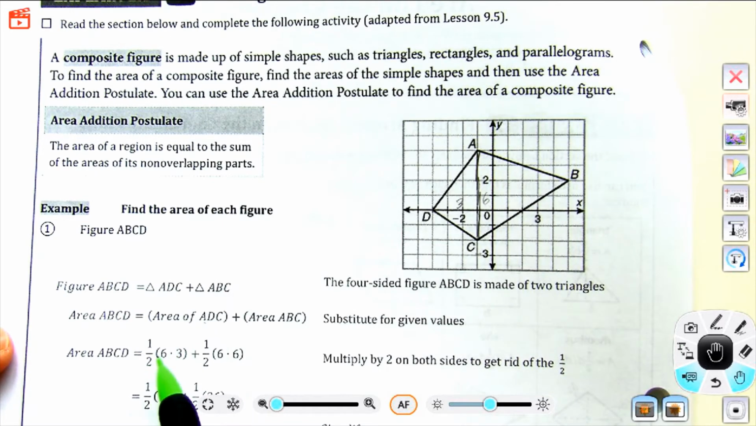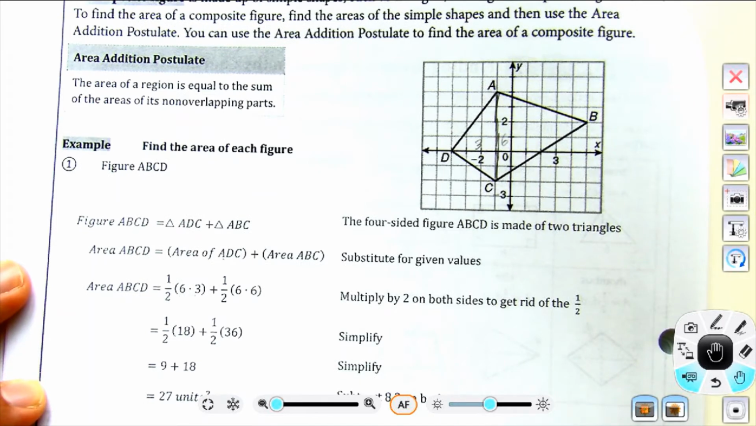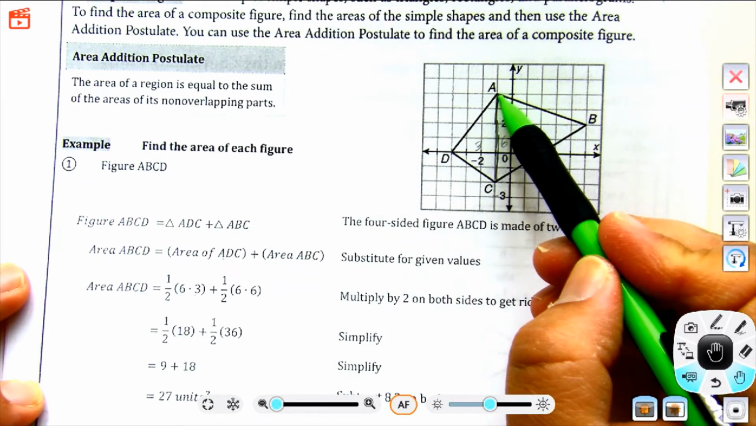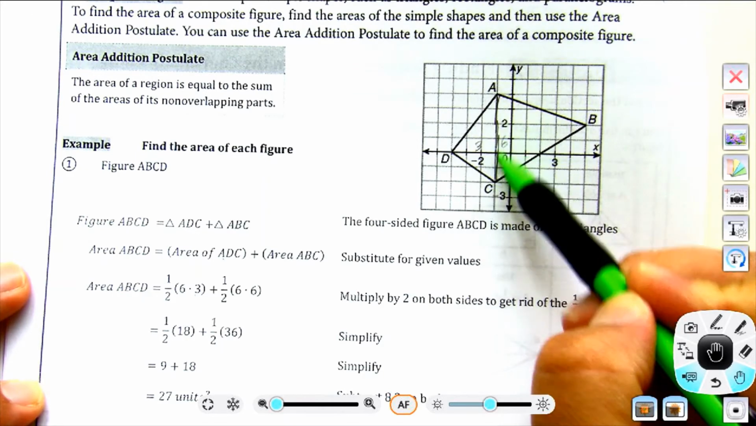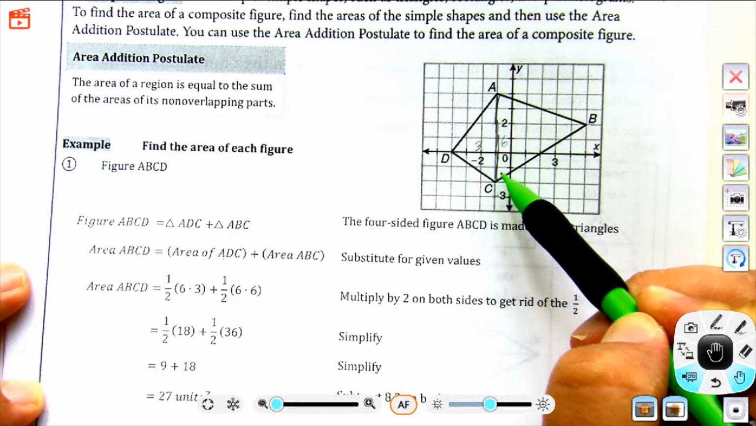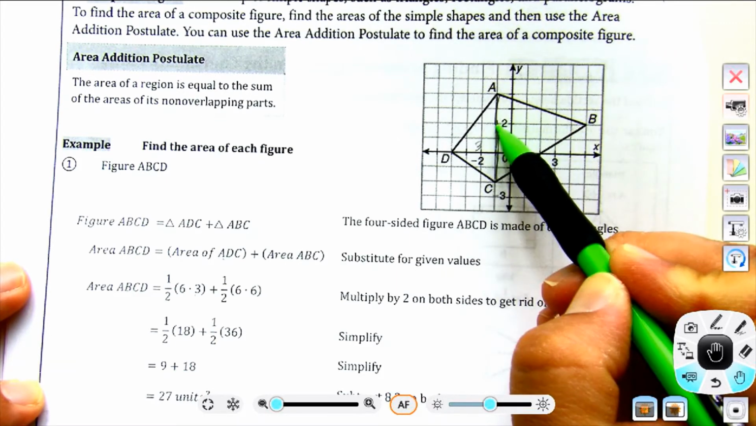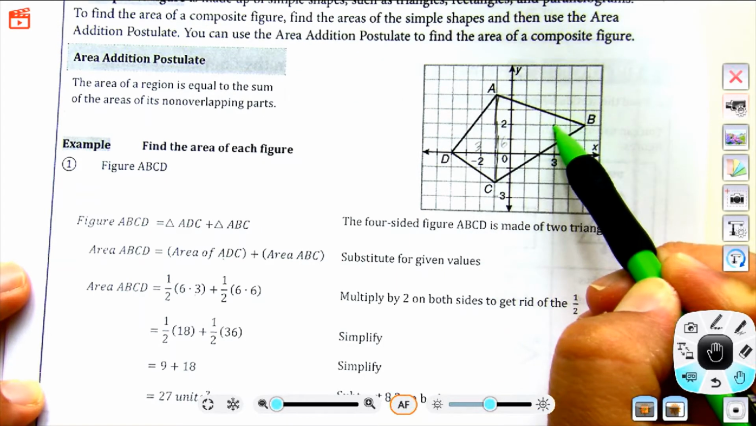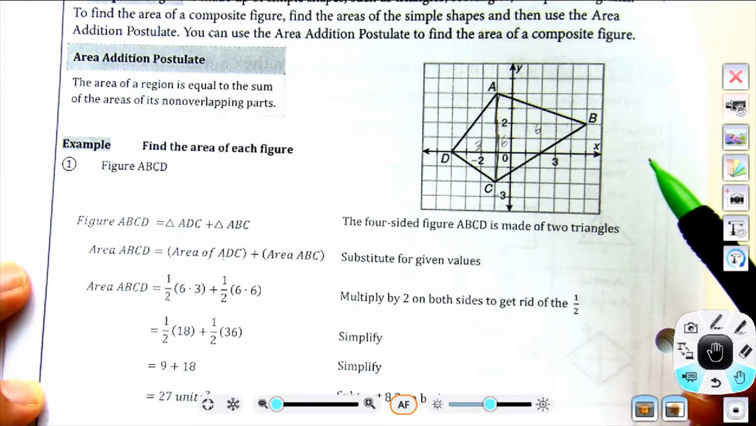And then we could do the same thing for triangle ABC. So we know the base is 6 because they share the same base. And then if you want to find the height, we would count 1, 2, 3, 4, 5, 6. So also 6. The area of ABC would be 1/2 6 times 6.